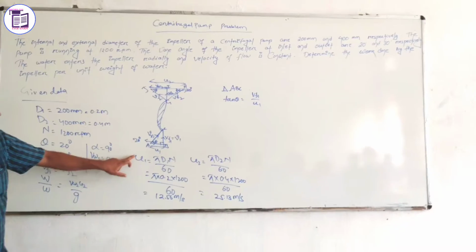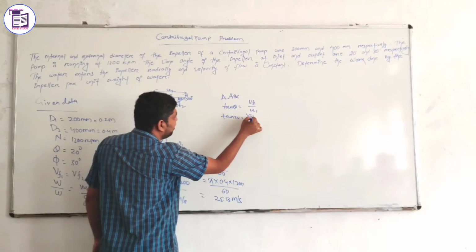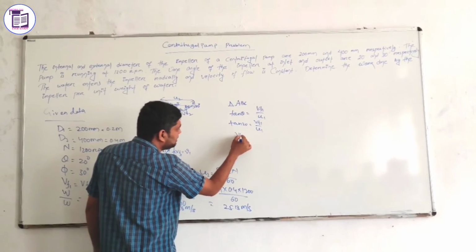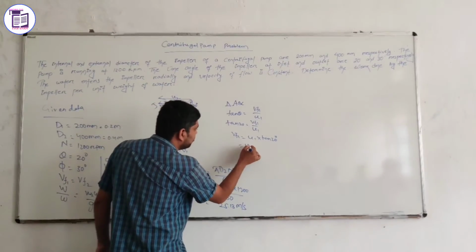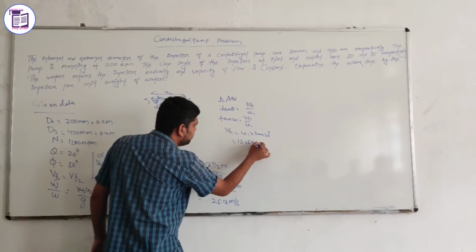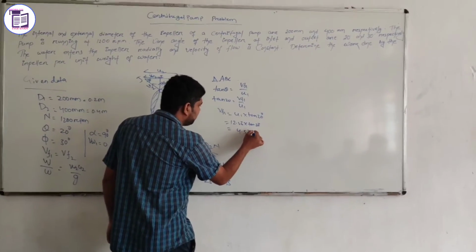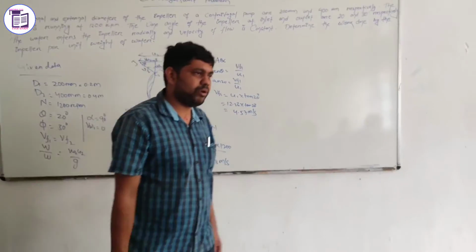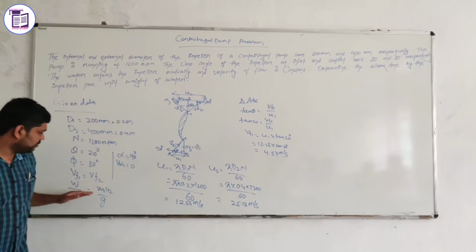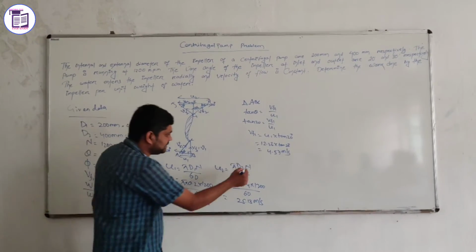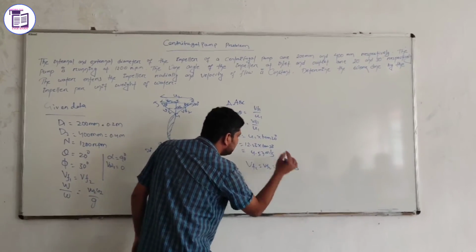Theta is given as what? 20 degrees. So tan 20 is equal to VF1 by U1, or VF1 is equal to U1 into tan 20, where U1 is 12.56 meter per second. So 12.56 into tan 20, the value is 4.57 meter per second. So from this relation you know VF1 is equal to VF2, which is equal to 4.57 meter per second.